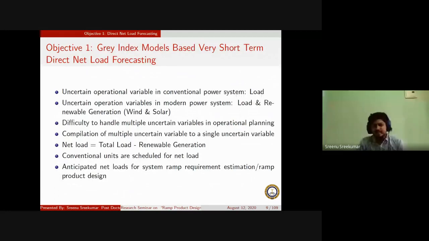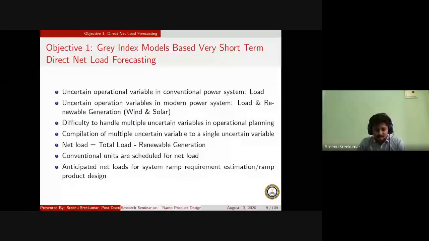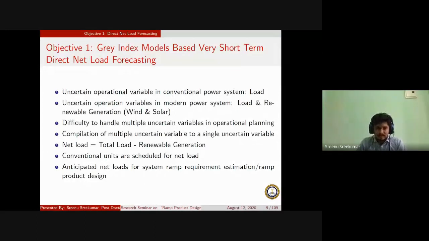In conventional power systems, load was the only uncertain variable, and system operational planning was based on the load forecast. But in modern power systems, multiple uncertain variables are there, such as load and renewable generation, specifically wind and solar. So handling multiple uncertain variables in operational planning is difficult or complex. So to avoid that, we have to compile these multiple uncertain variables into a single variable called net load. Net load is the total load minus total renewable generation. Our conventional generators are scheduled for this net load, and also the ramping requirement estimation needs accurate net load forecast.